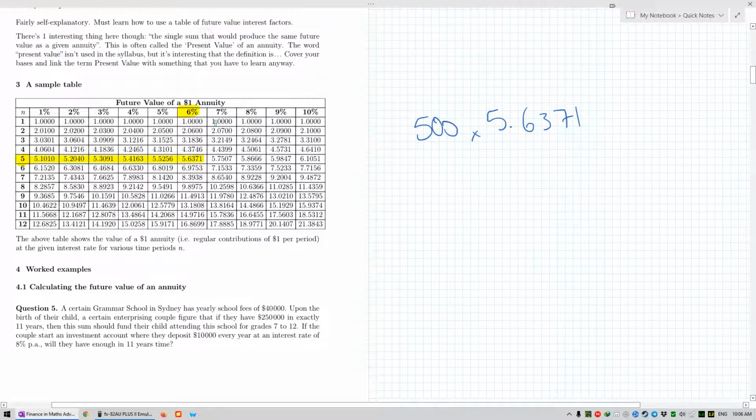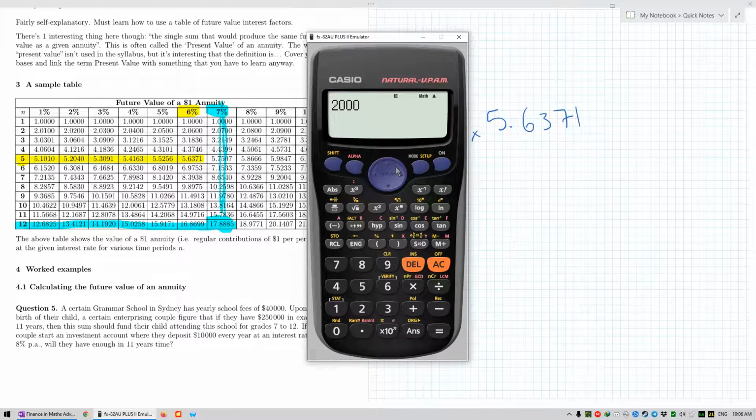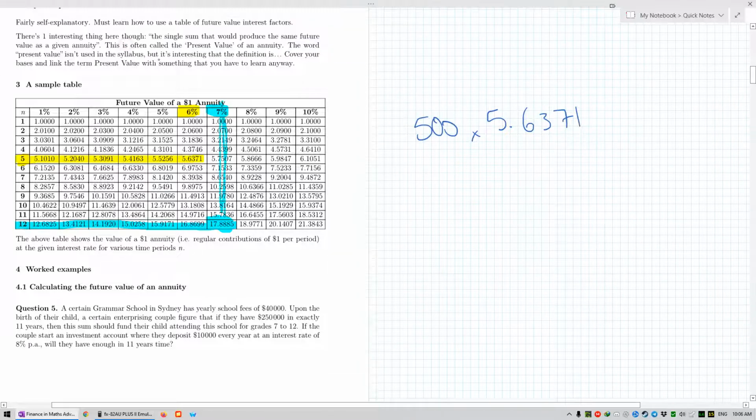Well, 7% is our interest, so we just go down over here, and we're doing it for 12 months for a year. So really, we're concerned about 17.8885. So how much will you have? Well, it's $2,000 multiplied by 17.8885, and you'll end up having $35,777.